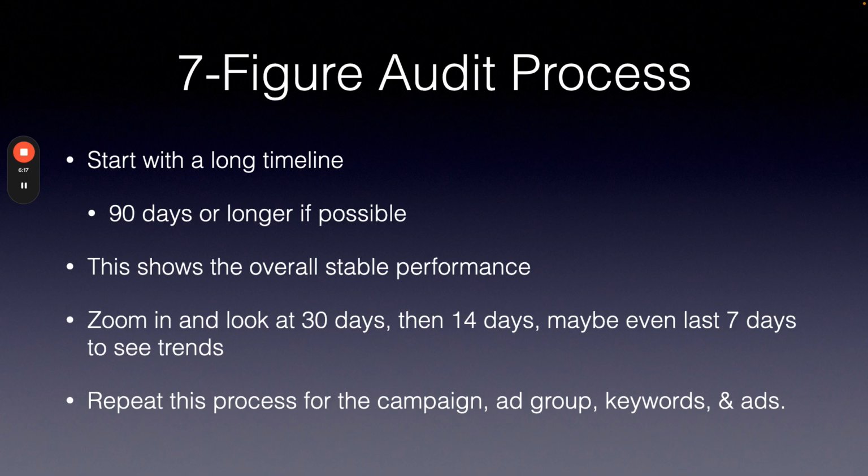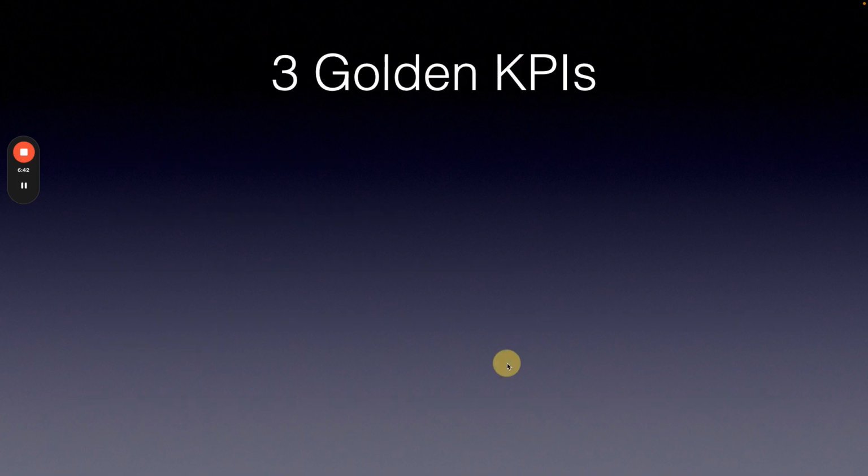So if we see something bad while we're zooming in, let's say we have our click-through rate. We have 90 days, our click-through rate is 10%. Great. 30 days, it's 5%. Oh no, that's not good. 14 days, it's 3%. 7 days, it's 1%. That's bad. That's a clear decline in trends. So we've got to look at the ads, the keywords, and the ad groups to figure out why that is happening and what to fix.